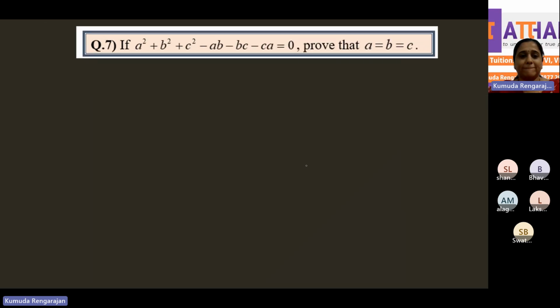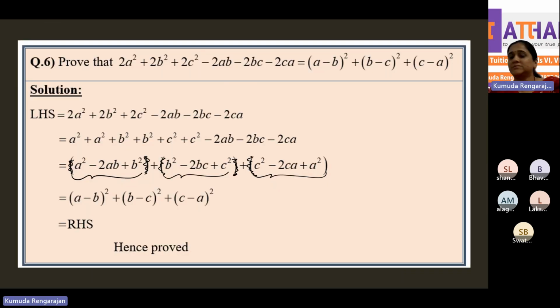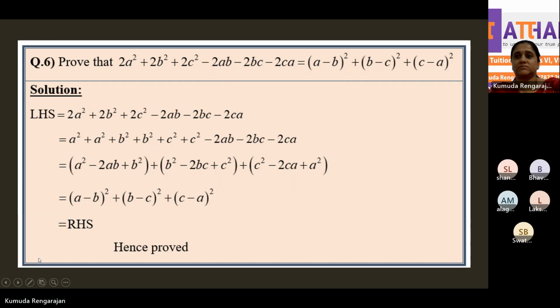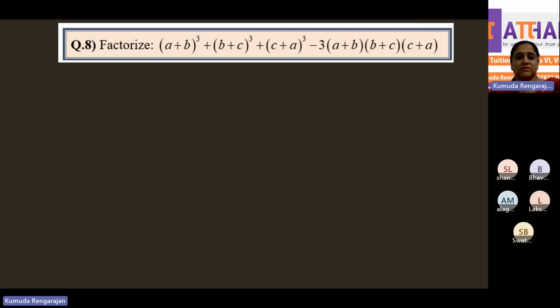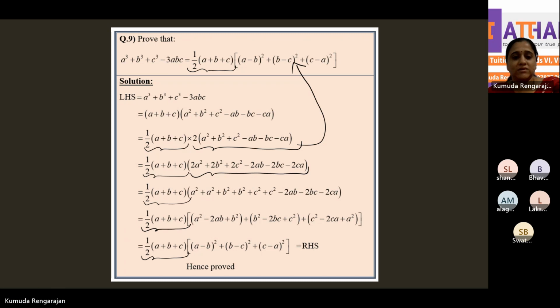See here, the sum. This one only it is. Same steps will show there. These steps only you've shown. See here, you're writing 2a square as a square plus a square, 2b square as b square plus b square, 2c square as c square plus c square. Then all these three terms. Then you're arranging minus 2ab, minus 2bc, minus 2ca. Then you're taking a square, b square for this; b square, c square for this; c square, a square for this.